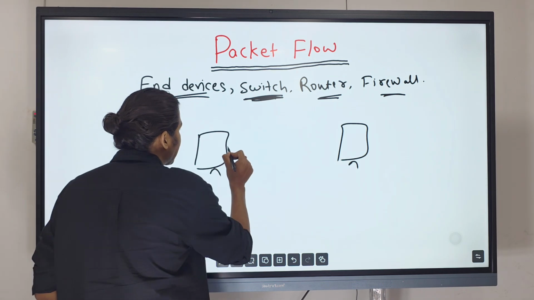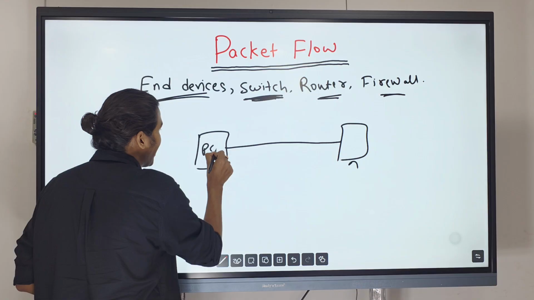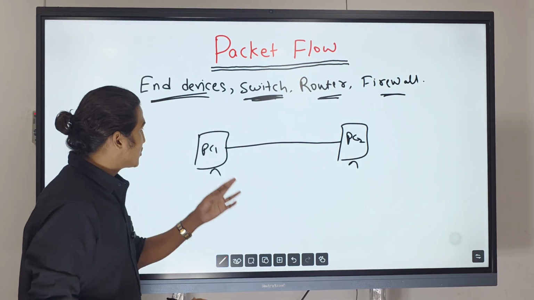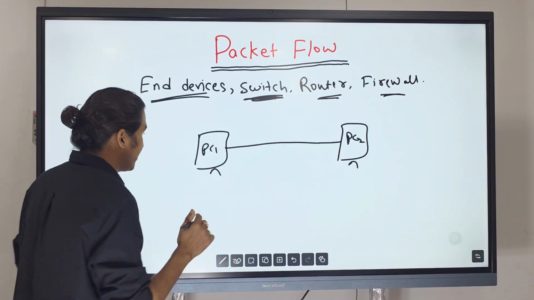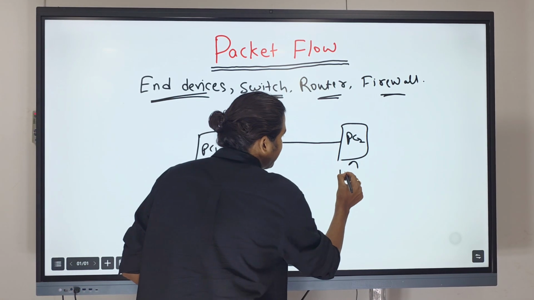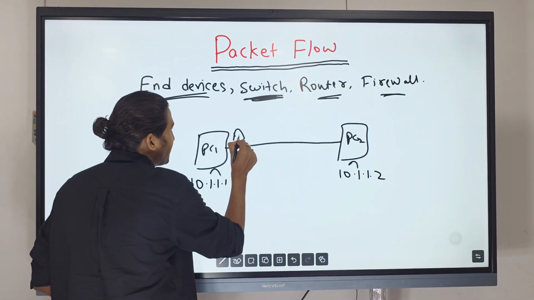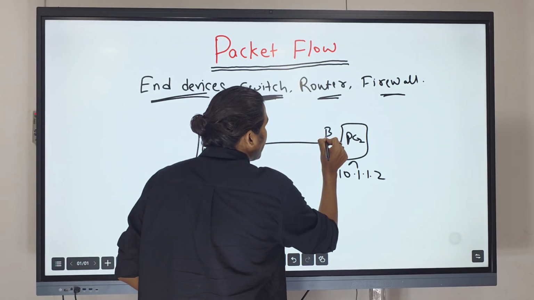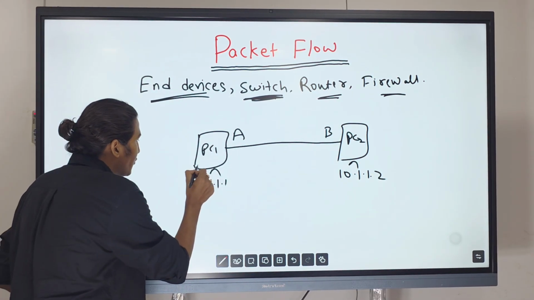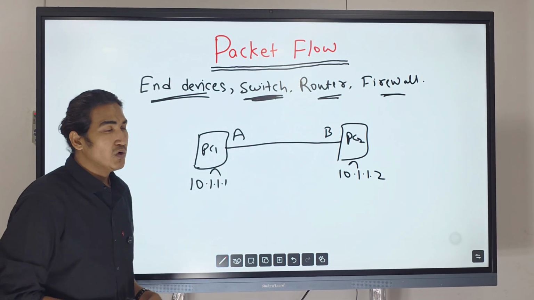Okay, so let's say for an example, these two PCs are directly connected with each other. This is PC1 and this is PC2. You can see both are directly connected with each other. So both will have IP addresses from the same subnet. For an example, the IP address of this PC is 10.1.1.1 and the IP address of this PC is 10.1.1.2. Right? The MAC address of PC1 is, for an example, A, and the MAC address of PC2 is B.